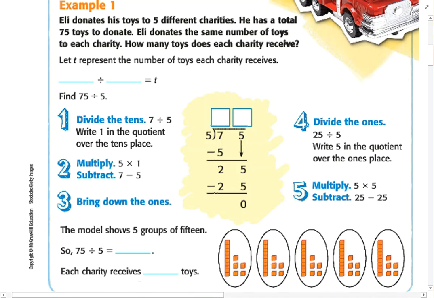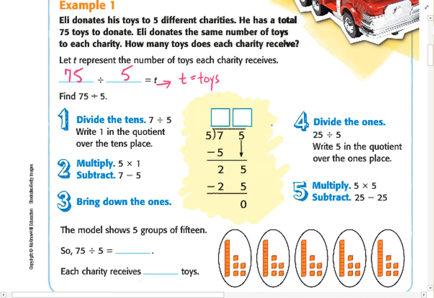Eli donates his 5 toys to different charities. He has a total of 75 toys to donate. Eli donates the same number of toys to each charity. How many toys does each charity receive? We're going to let T represent the total number of toys that each charity receives. So we would say this as 75 divided by 5 equals T. And remember, T is that variable, and T means toys.